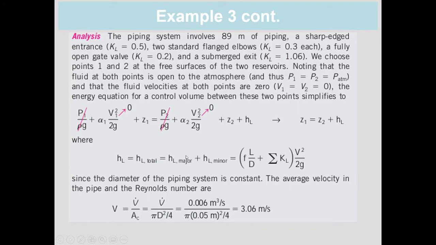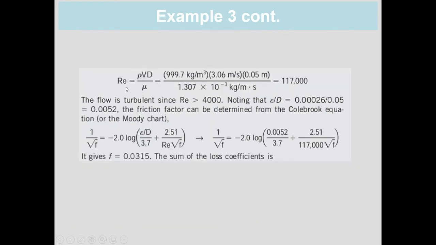To get HL, you need to calculate the velocity of the flow. So velocity is equal to V dot over A. V dot is 0.006 meter cube per second, and A is pi d square over 4. The diameter is 0.05 meter. Velocity is 3.06 meter per second. Then calculate the Reynolds number, rho V d over mu. Put in all the information, and you get the Reynolds number is 117,000. You know that it is turbulent.